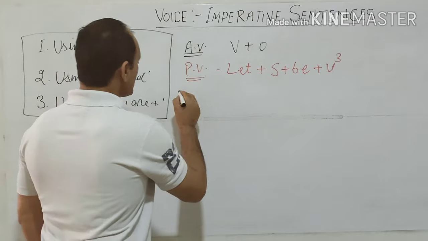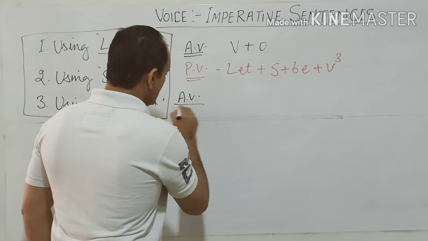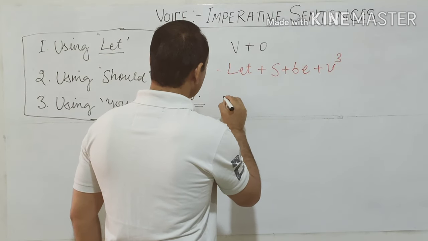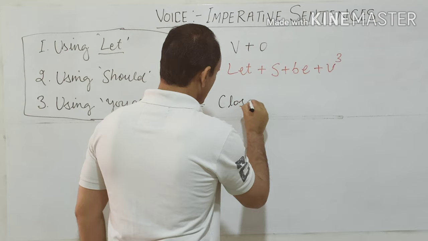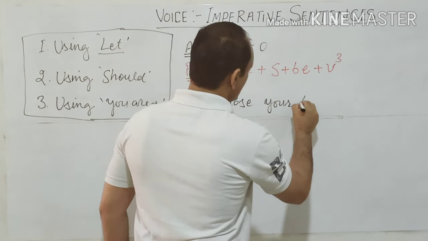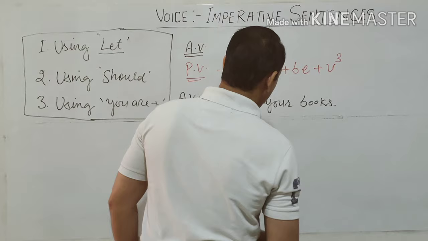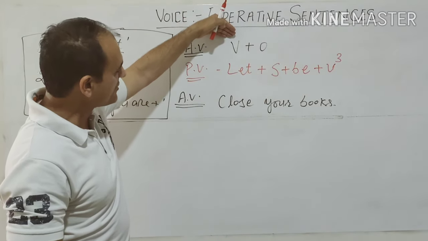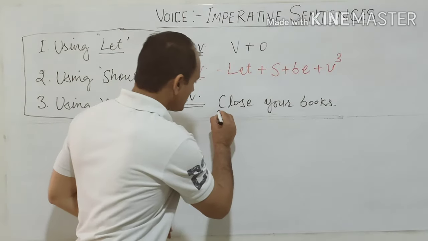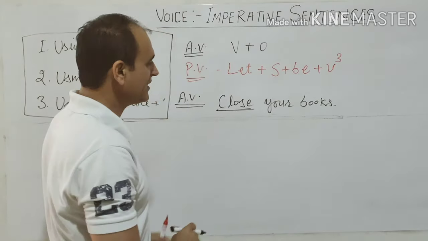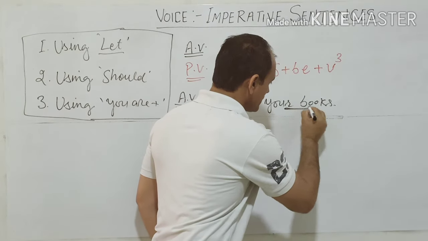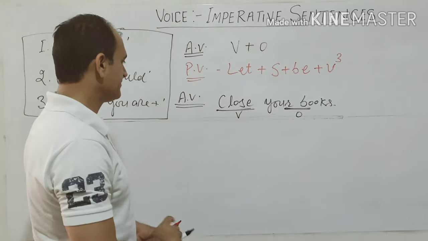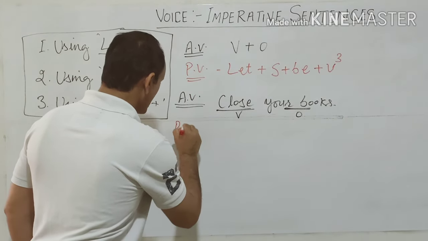Now let's take one sentence for the example and let's see how to change that one. Close your books. If this is the sentence, so first, as I told you, imperative sentences always begin with first form of the verb. So close is the verb over here, and your books, close what? Your books. So this is an object. So this is the structure we got in active voice when we change this one into passive voice.